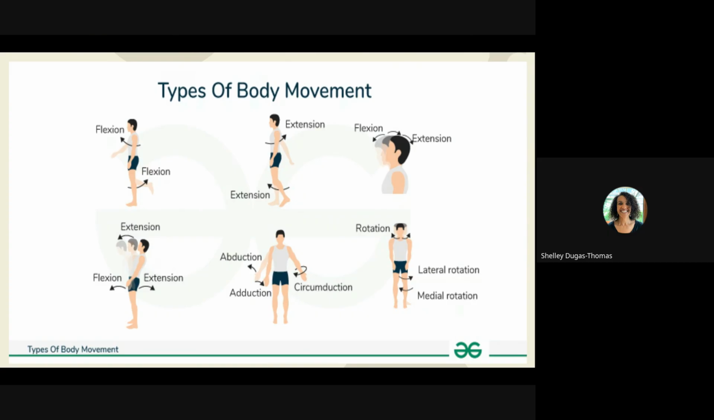Kinesiology terms are vital for charting physical therapy or orthopedic notes. Flexion is decreasing the angle of a joint, bending. Extension is increasing the angle of a joint, straightening. Abduction, moving a limb away from the midline. A memory trick is, to abduct someone is to take them away.